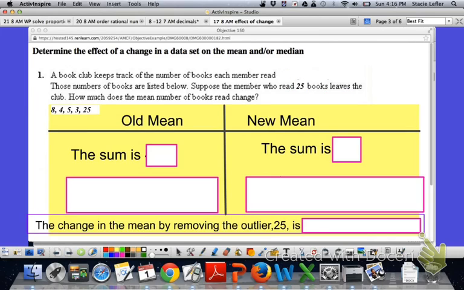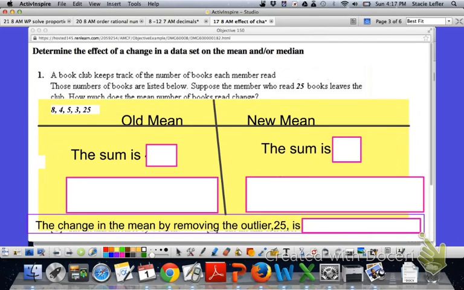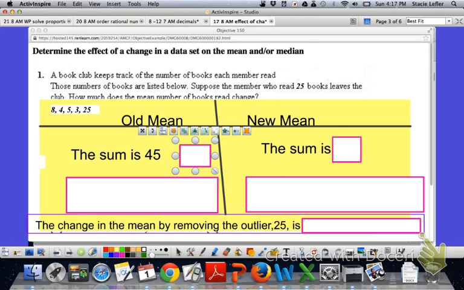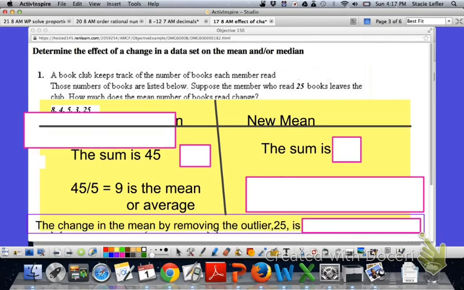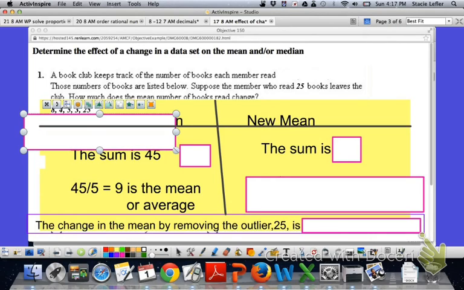Remember, to find the mean, you add all the data up and then divide by how many data were in the set. So you add, then divide for the mean. So first, let's find the sum. When adding those up, we get a sum of 45. And now we're going to divide by 5 since there were 5 numbers in the data set. So 9 is the mean, or the average, of the number of books read.